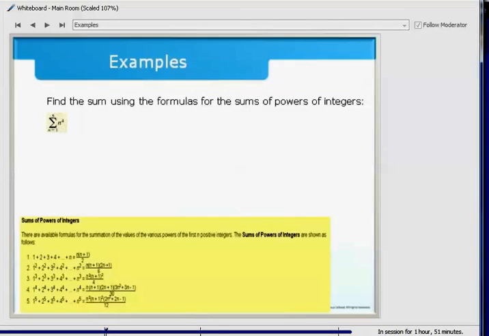All right, next we're going to use the formulas for the sums of powers of integers. Here I think what's hard to see is what n equals and which formula to use. Down here, this tells us what power we have. In this case, it's the sum from n equals 1 to 5 of n to the 4th power. So our power is 4, which means we're going to use the formula for the 4th power, which is right here.